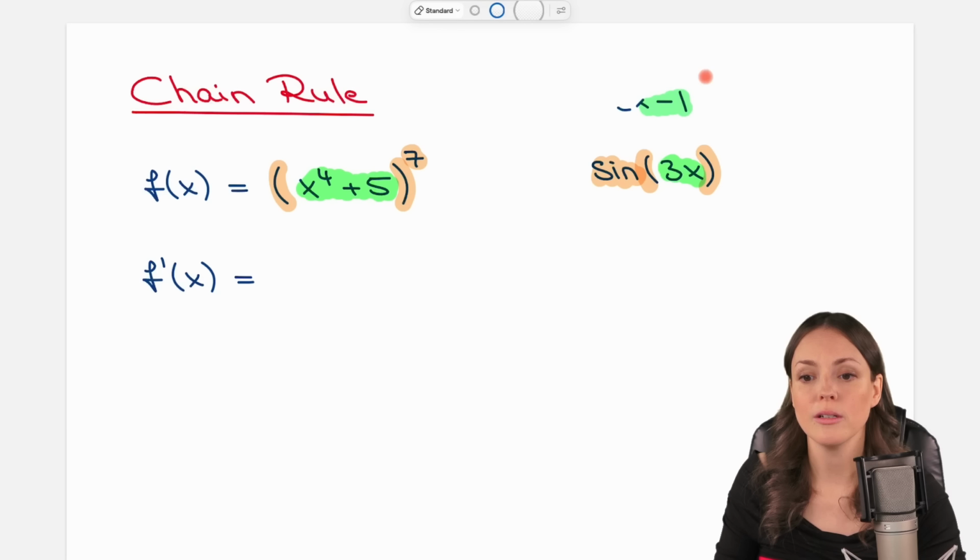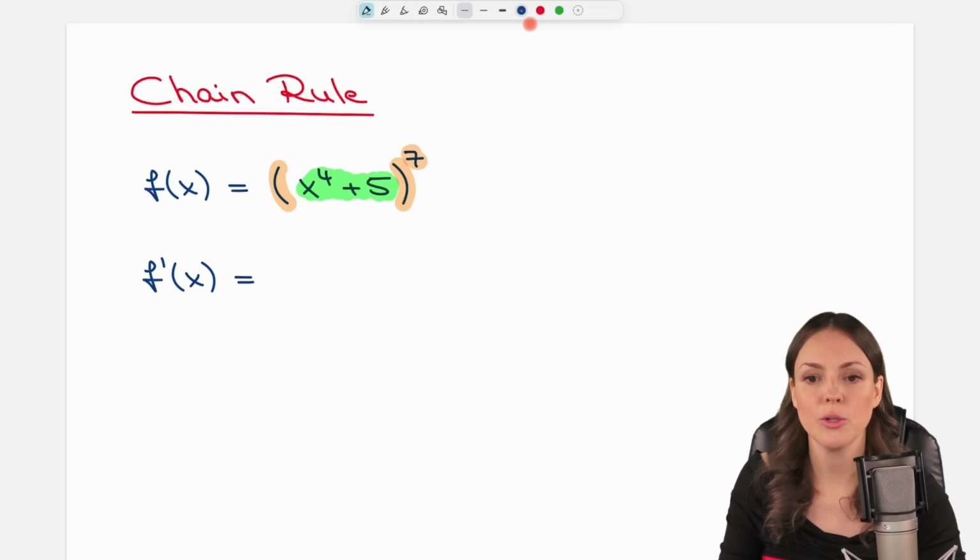I think it helps a lot to see what you have to do here, because the chain rule itself is pretty easy. It just says take your inner function, so the green thing, and differentiate the inner function, and then just multiply it by the derivative of the outer function. That's the chain rule. Inner derivative times outer derivative.